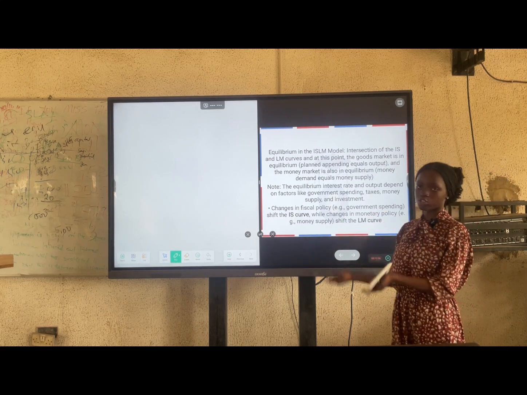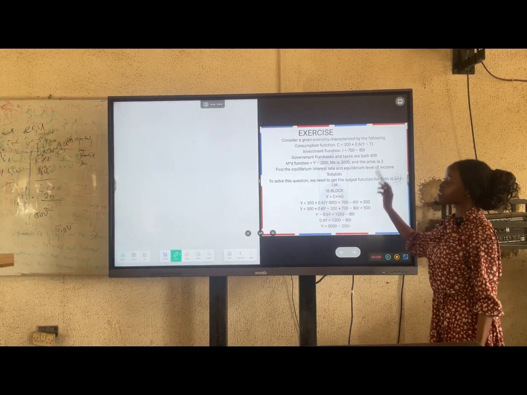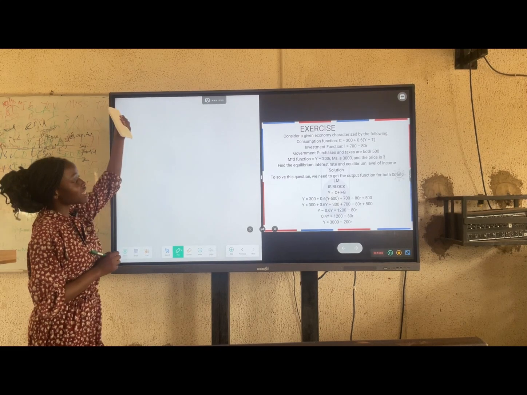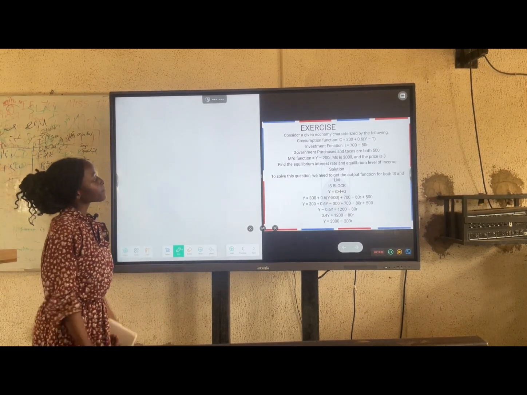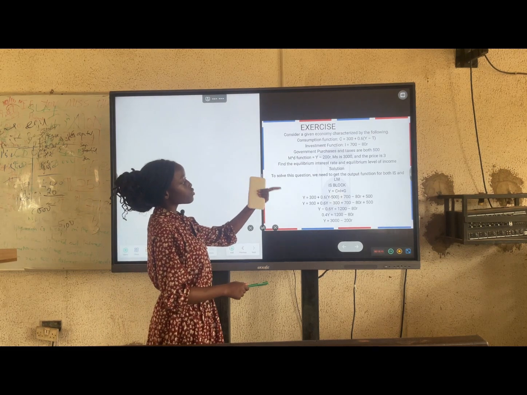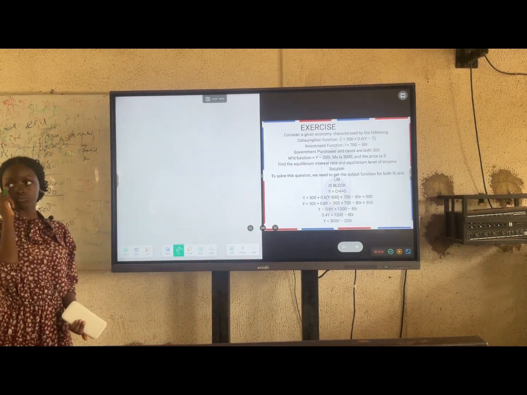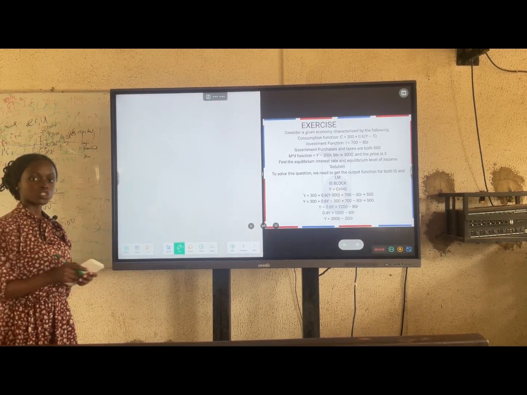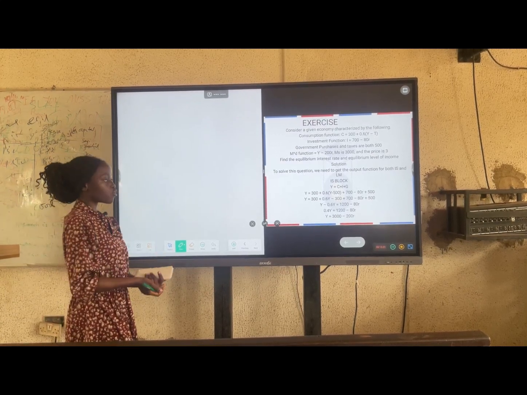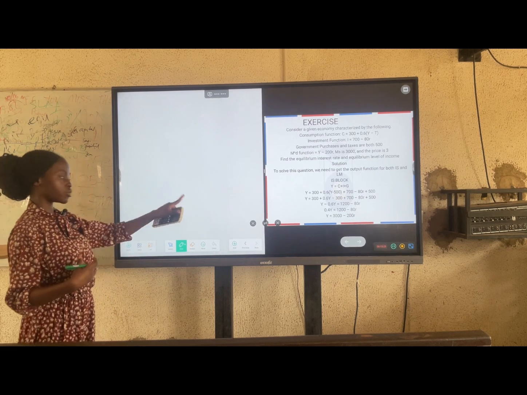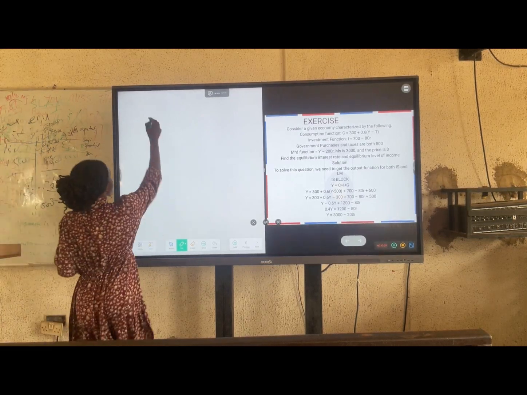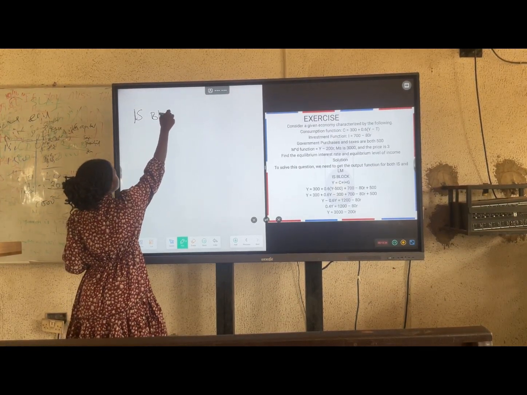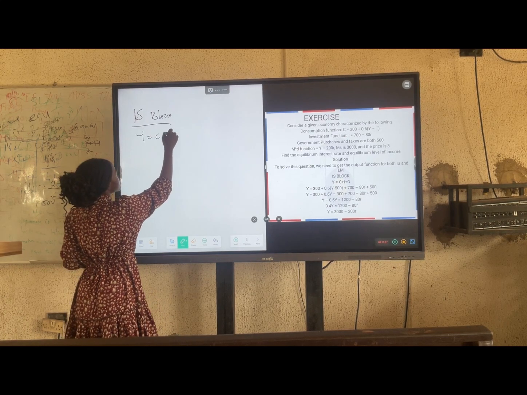So we're going to be solving this exercise. The question says consider a given economy characterized by the following: we have a consumption function, an investment function, and so on. To solve this, we need to get the output function for both IS and LM. For the IS block, we have Y equals C plus I plus G. We've solved the equation on that before, so I don't expect this to be new to you.